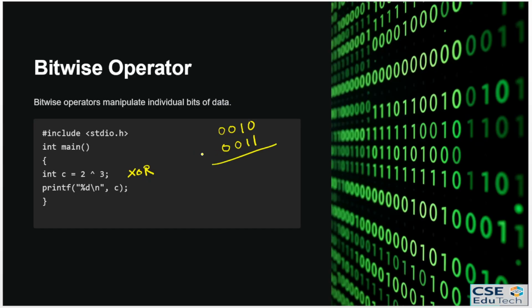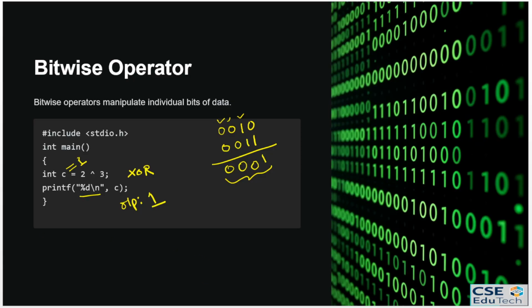Now if we perform this XOR operation, in case of XOR, when the bits are different it will give the output 1, and when the bits are the same, it will give 0. So it is 0, 0, and 0, 1. This is the equivalent binary of the decimal number, which will be the value 1. So now the value 1 will be stored in C. So C basically stored 1, and if we print the value, the output will be 1.